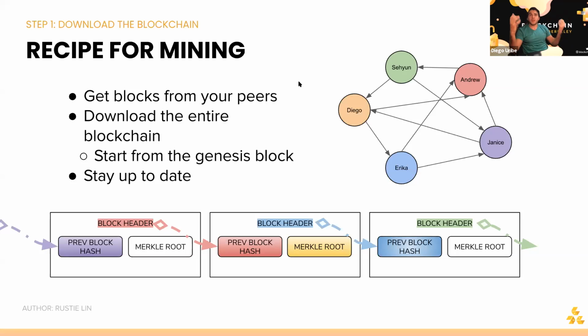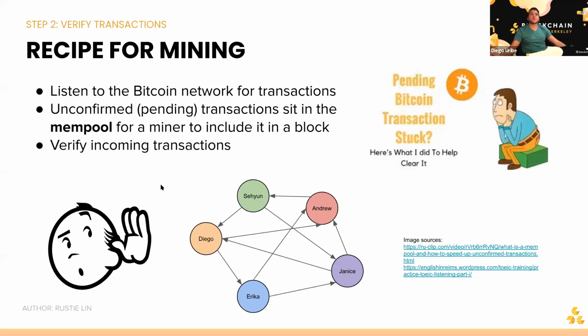Once that is done, you would essentially, as a miner, download that into your local copy of the blockchain and start mining based on that. As I mentioned, this is a prerequisite for mining, and it's a way we get blocks from peers. So cool. The next step, as I mentioned, is we need to verify the transactions.